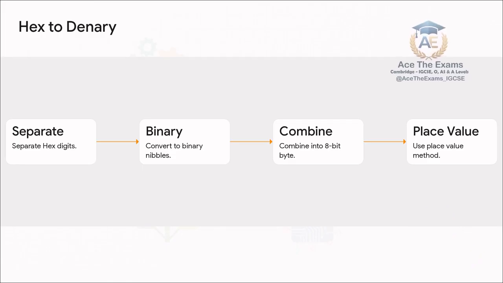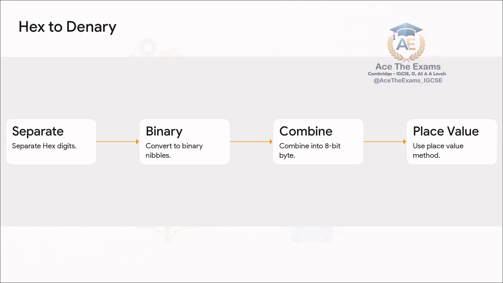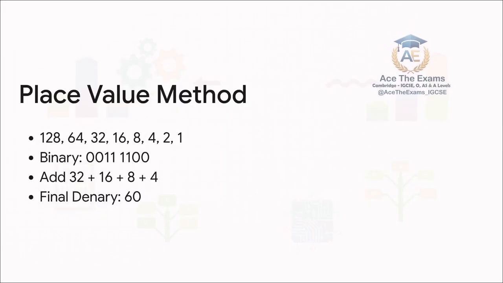That gives us 0011 1100. And step 4, just use the standard place value method to find your final Denary number. The mathematical symmetry here is honestly just deeply satisfying. So let's execute that final place value step to prove it.